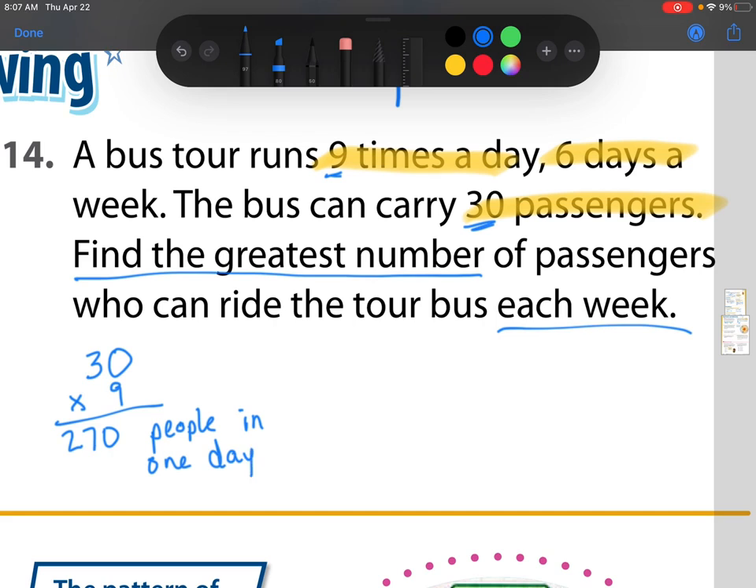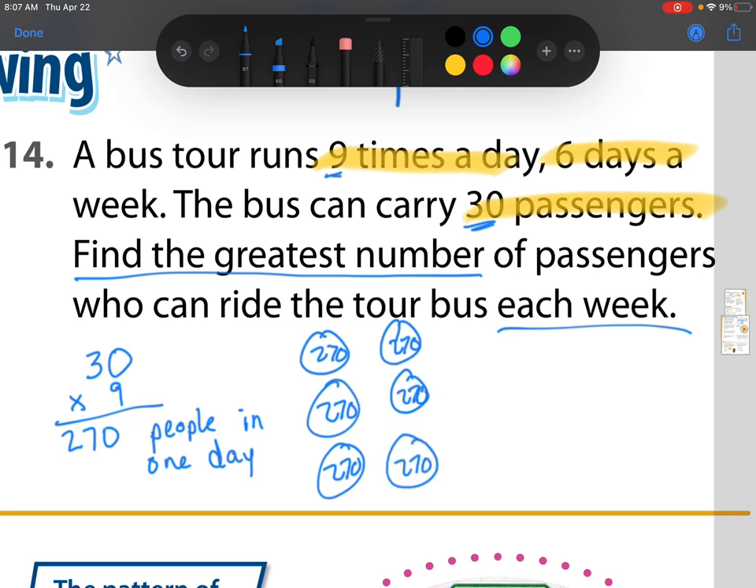And now, how many days are there? Well, there's 6. So that would be 270, 270, 270, which I could add these numbers up, but I'm such a good math student in 4th grade, I'm going to just multiply because I see that's repeated addition. So that's 270 times 6 days a week. So that's going to be 0. 6 times 7 is 42. Regroup the 4. 6 times 2 is 12. Plus 4 is 16. So in 1 week, it can carry 1,620 passengers.